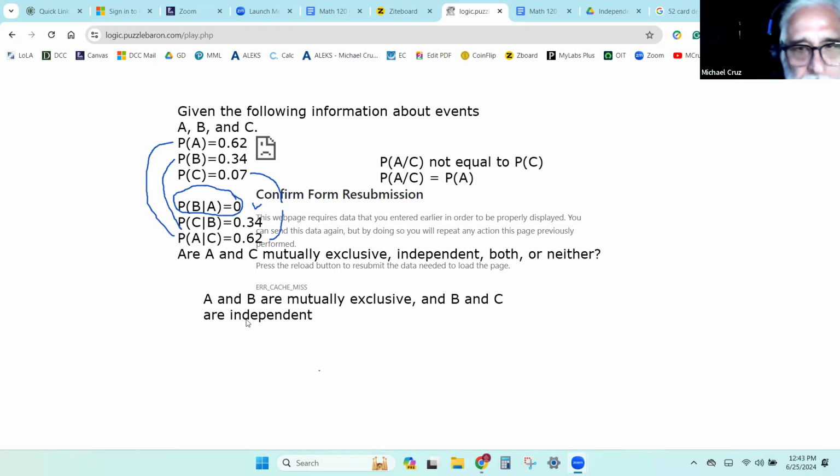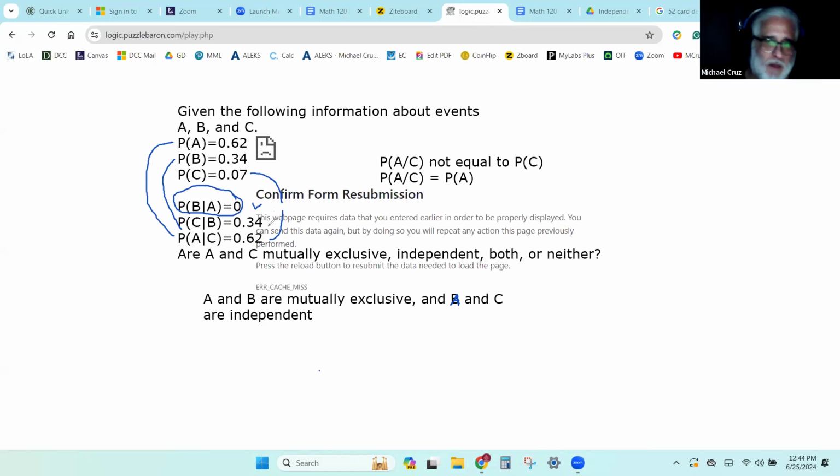So A and C are independent? Yeah. Okay, all right. A and C are independent because those are the same. I was looking at the probability and confounding it by putting so many in there. Because if the probability of A given C is 0.62 and the probability of A is 0.62, that's the sign of independence between A and C.